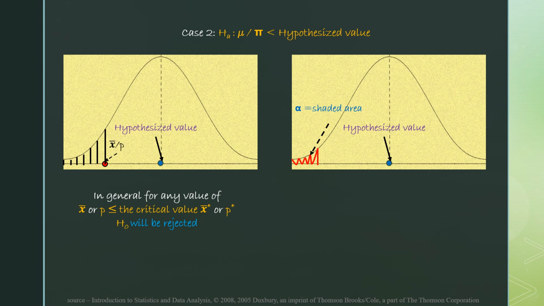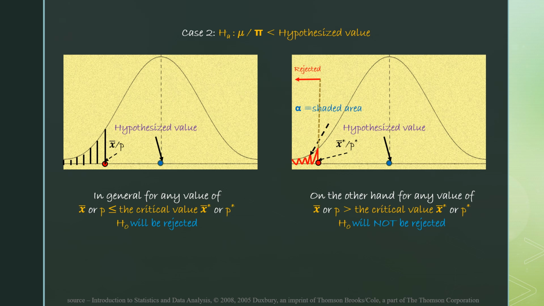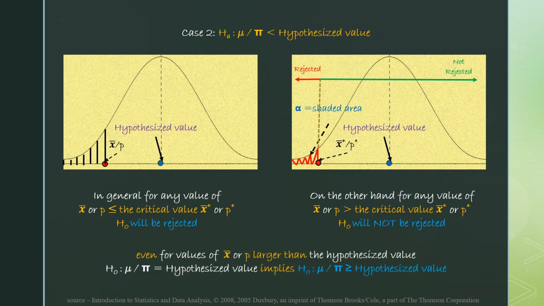In general, for any value of x bar or p less than or equal to the critical value x bar star or p star, H0 will be rejected. On the other hand, for any value of x bar or p greater than the critical value x bar star or p star, H0 will not be rejected. H0 will not be rejected even for values of x bar or p larger than the hypothesized value. That's because, as we have understood, the null hypothesis mu or pi equal to hypothesized value implies mu or pi is greater than or equal to hypothesized value in this case.